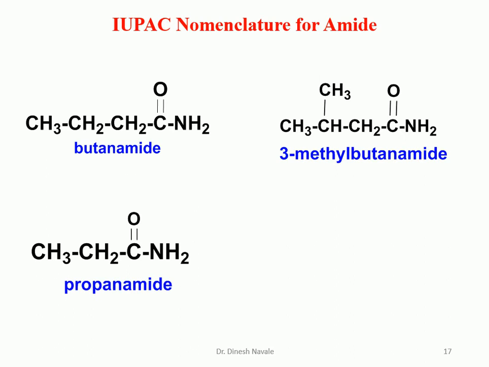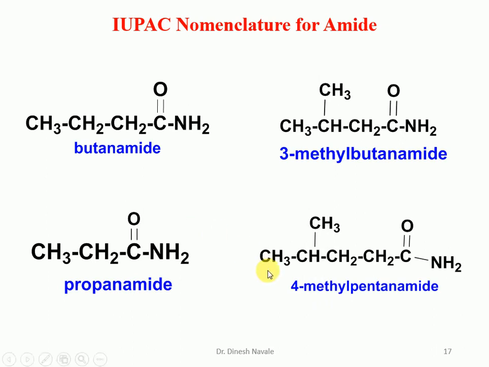The next structure which we are going to discuss is again amide as the functional group, and a 3 carbon atom chain is there. Numbering should start from the carbonyl carbon of the amide. So it is carbon number 1, 2, 3. So it is propane. So the IUPAC nomenclature is going to become propanamide. That means the E of the alkane will be replaced by amide.